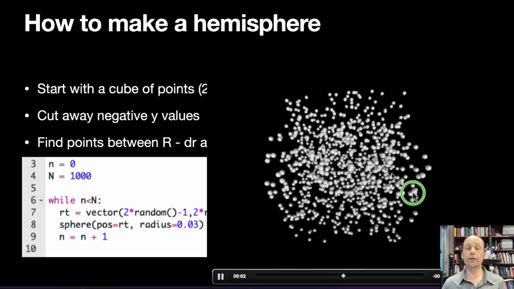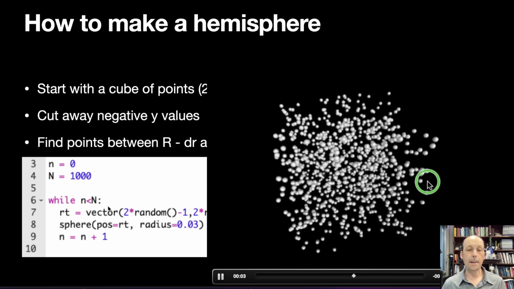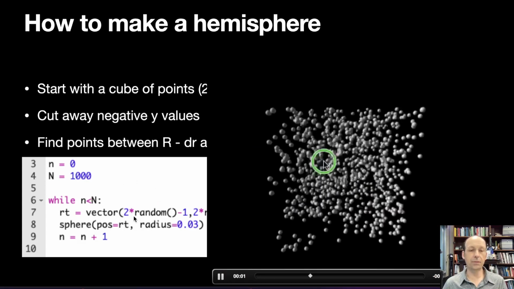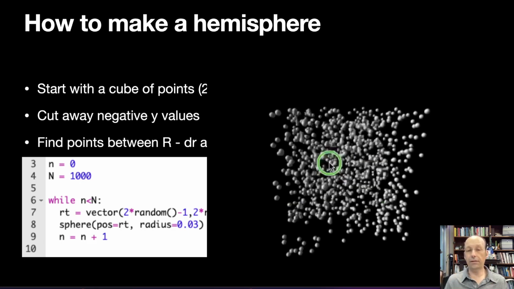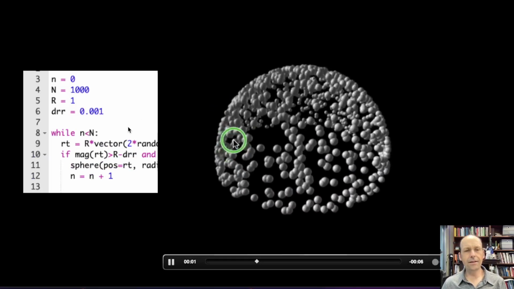So this is the 2 by 2 by 2 cube of points. That's 1,000 points in Python. Really easy to make. I did my order wrong here, but you can see what's going on. I just have that 2 times random minus 1 for the x, y, and z coordinates, and I just count up all the points, and that's a sphere. That's 1,000 points.